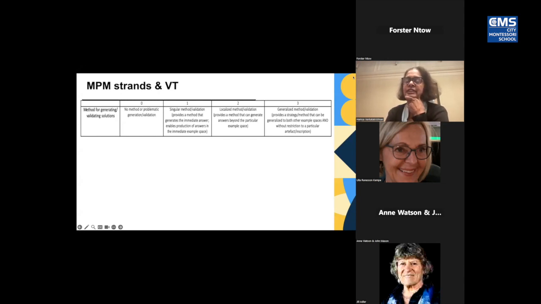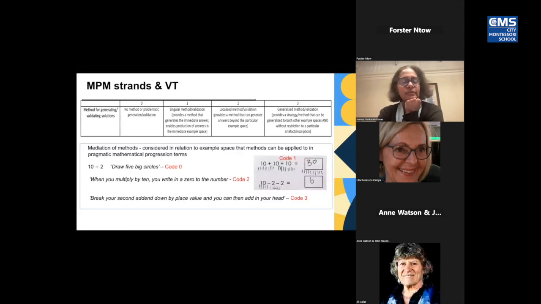And here there would be an offer or an acceptance of a strategy or method that could be generalized to both other example spaces and without restriction to particular artifacts or inscriptions, because that was one of the ways in which we saw that some of the offers we saw teachers make were limited. So here are some examples that we coded in different ways.